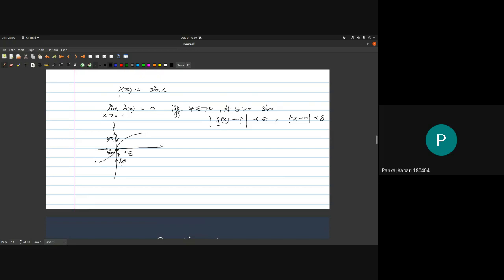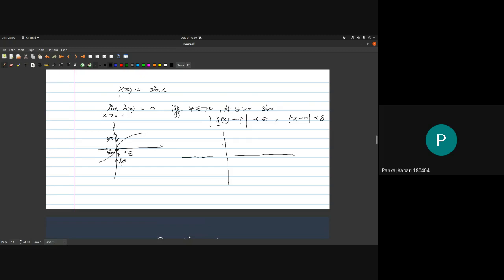Because the limit of this function sin x is 0 at x equal to 0. So we have to basically prove that the functional values of f are arbitrarily close to 0. To prove that, we take an arbitrary interval. It's a game, you can see it like a game.